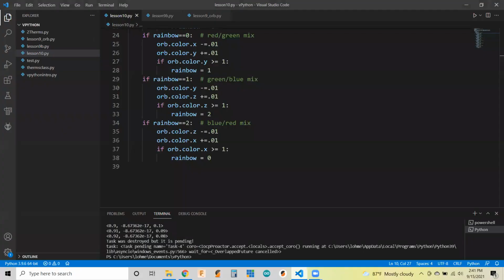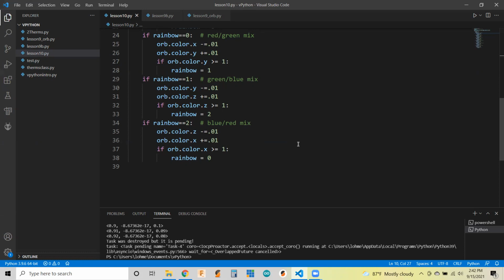So go to the code. Basically, this is the code I did for changing the colors last week. I called it rainbow, and basically you're working on either the red and the green, or the green and the blue, or the red and blue, and the other color would stay at 0 because that's where we left it. That gave me the rainbow effect on my orb when I did it.